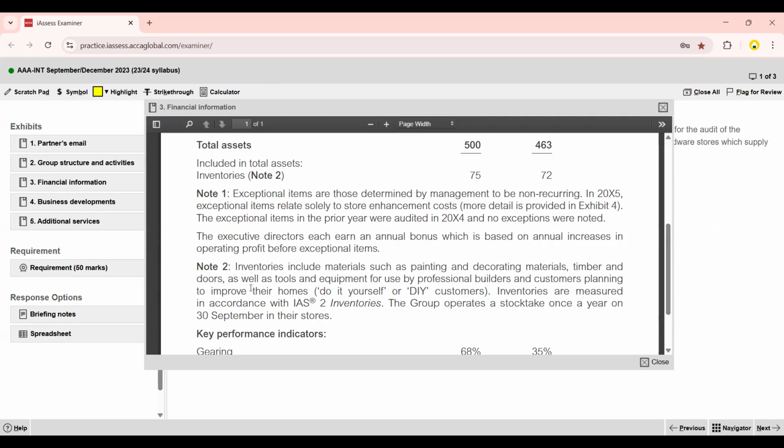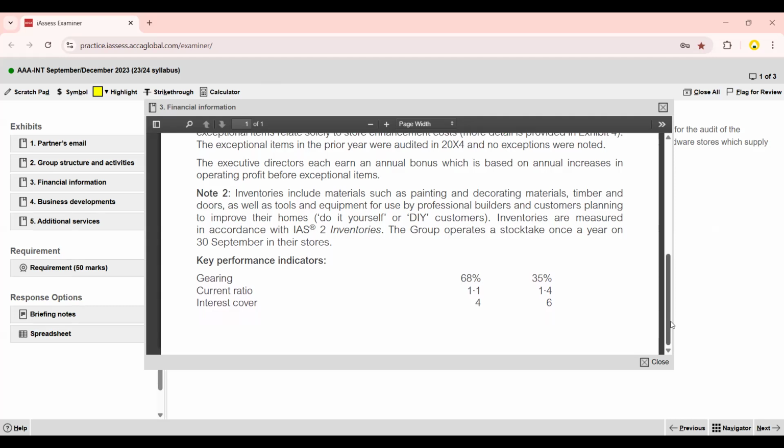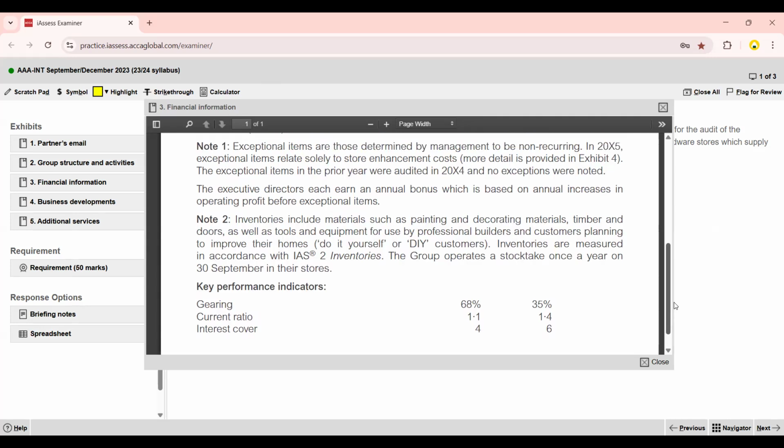Note 2. Inventories include materials such as painting and decorating materials, timber and doors, as well as tools and equipment for use by professional builders and customers planning to improve their homes, do-it-yourself or DIY customers. Inventories are measured in accordance with IAS 2. The group operates a stock take once a year on 30th September in their stores. KPIs: gearing 35 to 68. Oh my god, this is so big. There is a huge difference. Current ratio 1.4 to 1.1, interest cover 6 to 4. It is decreasing.